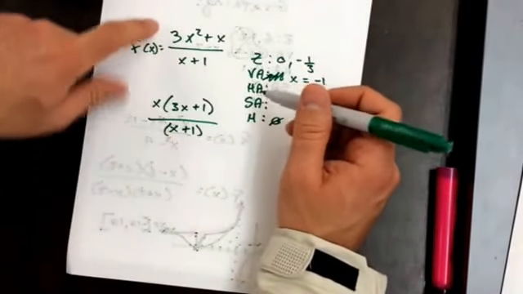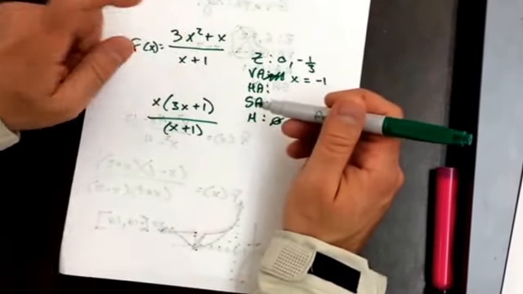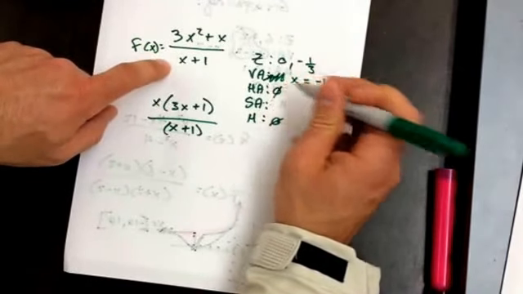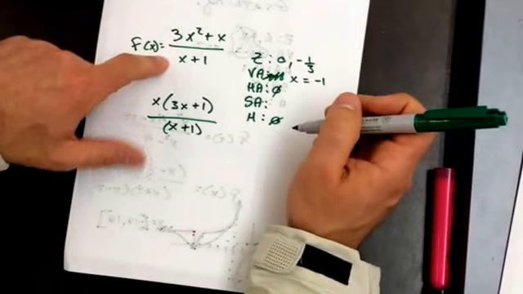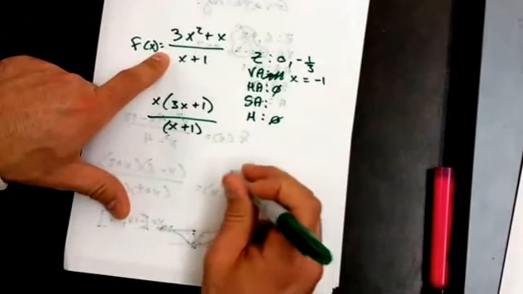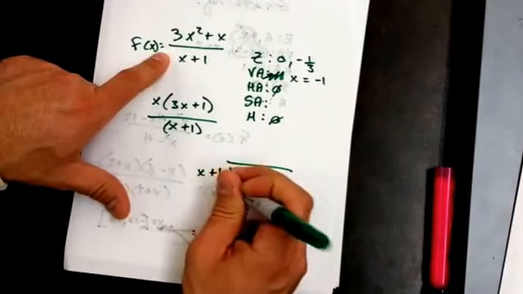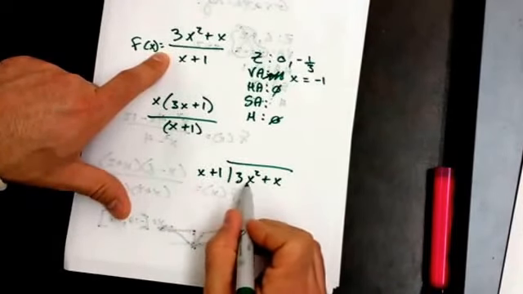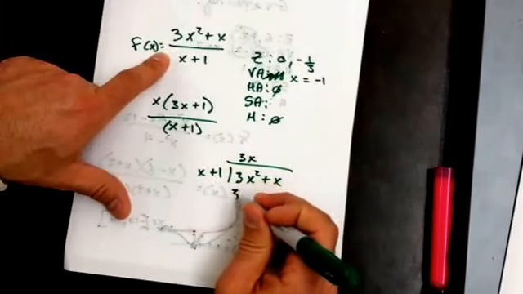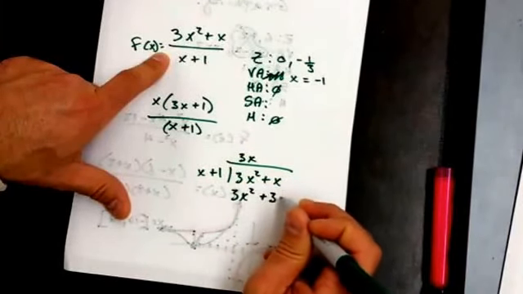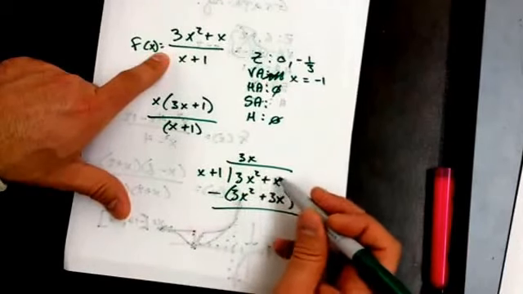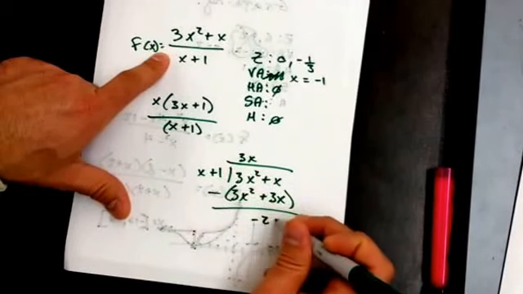The horizontal asymptote, I need to look. The degree on top is higher than the degree on bottom, so that means that there is no horizontal asymptote, but there is a slant asymptote. So I need to divide what's on top by what's on bottom. 3x squared divided by x is going to be 3x, and then I multiply times both of them, 3x squared plus 3x. Put it in parentheses so I remember to subtract them both. These cancel out. x minus 3x is negative 2x.